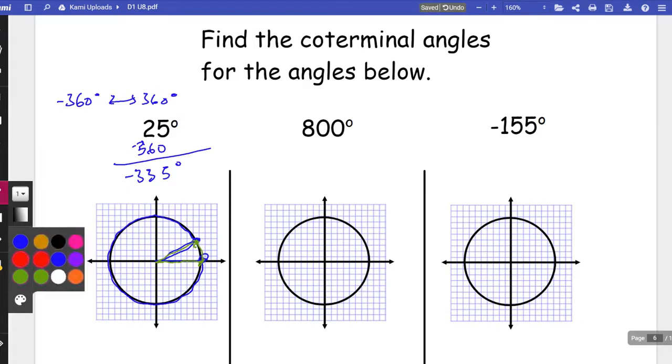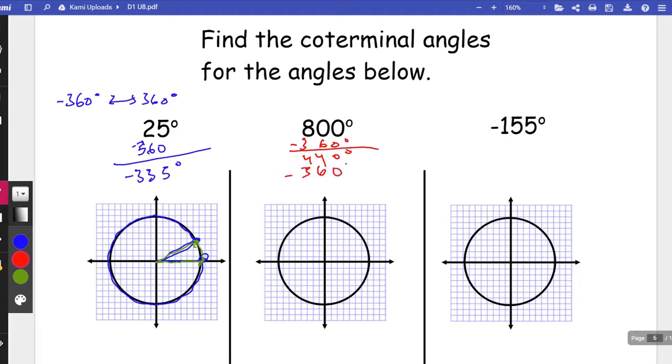800, it's a fun one, because if I wanted to try and find a coterminal angle, I could subtract 360 because it's got too many extra rotations, like full circles. Subtract 360, that's going to get me down to 440. But that's still more than a full circle. So I could subtract 360 again. That's going to get me down to 80. All right, 80 degrees. That's within one full circle.